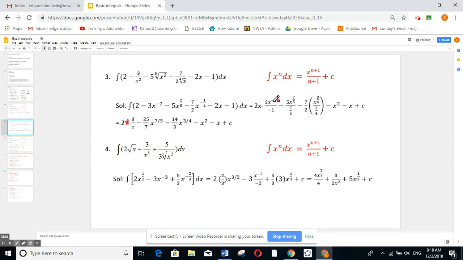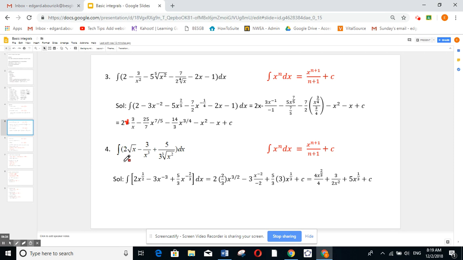Now, just simplification, you take this down and you minus times minus plus, so 3 up, 3 over x. Here times 5 over 7. Here you have this one, times the inverse, 5 over 7, so it will be 25 over 7, x to the 7 over 5. So here, if you multiply by 4 over 3, you're going to get 14, because 4 and 2 cancel, 14 over 3, x to the 3 over 4, etc.